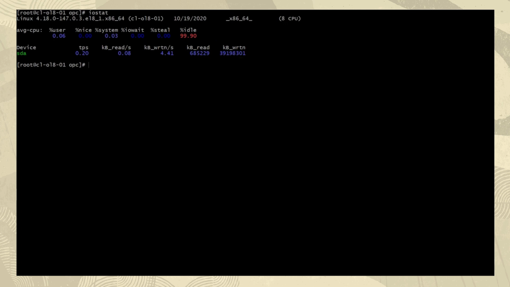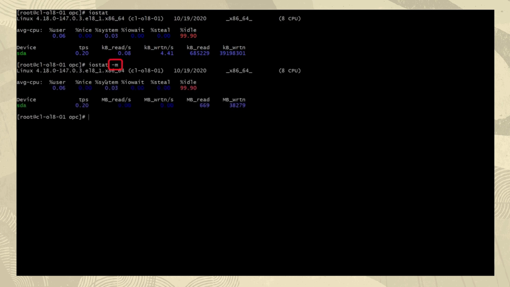To view statistics in megabytes, include the -m option when running the iostat command. As you can see under the device report section, data is read and written in MB, or megabytes. To view extended statistics, run the iostat command with the -x option as follows.